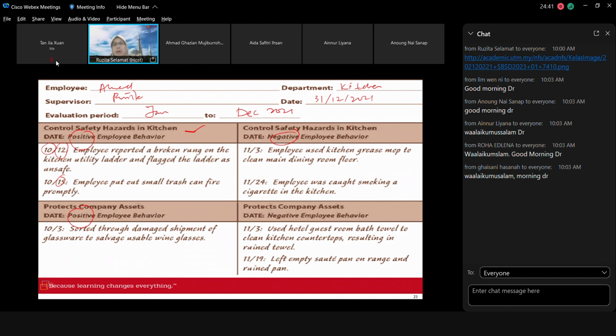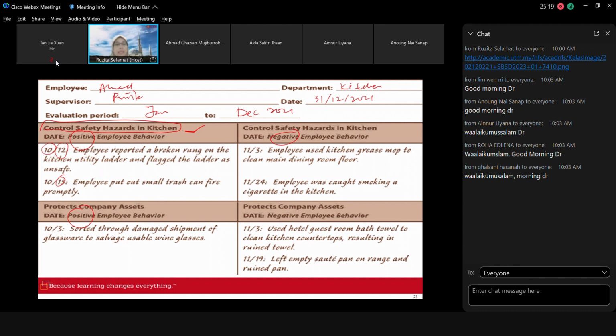because or else if the ladder is not reported, not being flagged, someone could have broken their leg if they used the ladder. So this helps other people from getting accidents and so on, right? So this is employee behavior in the category of controlling safety hazards in the kitchen, right? And the activity will then be classified in terms of what kind of behavior. So in this example, controlling safety hazards in the kitchen.